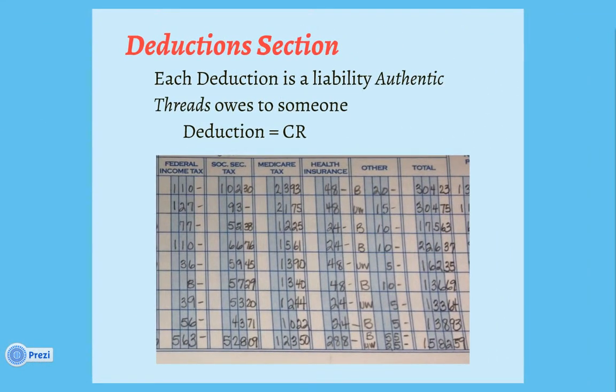Once you've figured up their earnings, then you can figure the deductions. Most deductions are based on total earnings, so you can't really move forward here until you've done the earnings section. Every deduction is a liability that Authentic Threads owes to somebody. If it's federal income tax or Social Security tax, those kinds of things are dictated by the government. We have to pay the government those amounts. Health insurance, bonds payable, United Way donations, those are items that each employee has authorized us to take out of their paycheck. We can't just do it. We have to be authorized to do that.